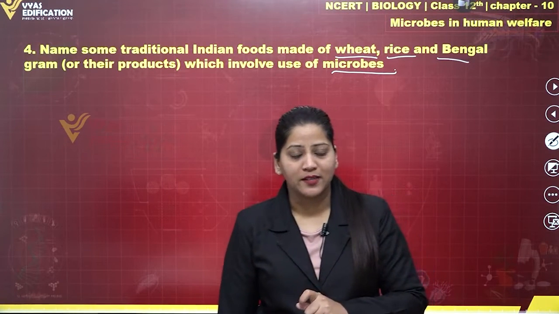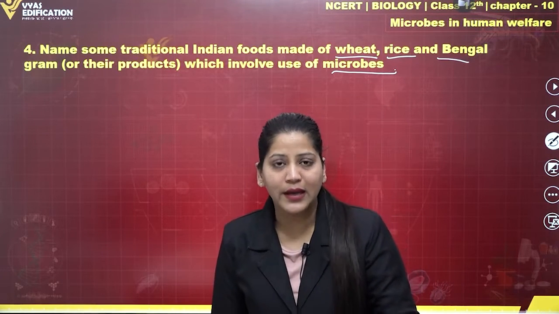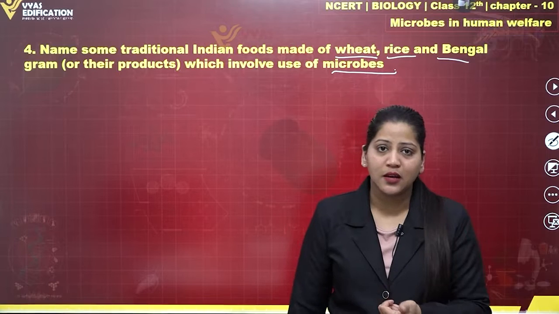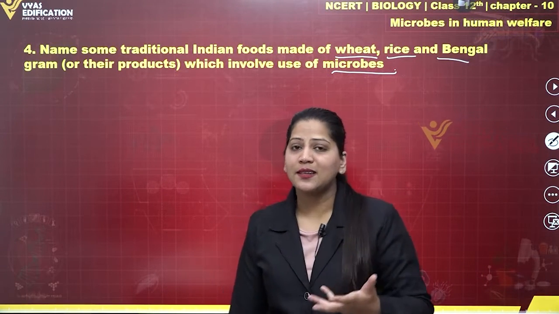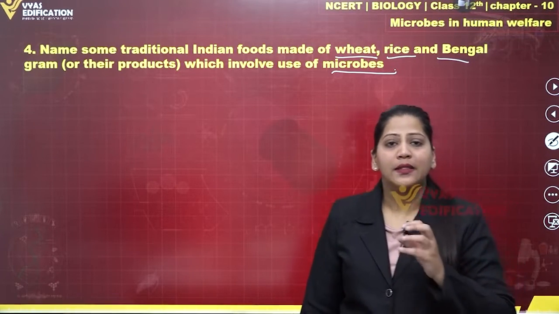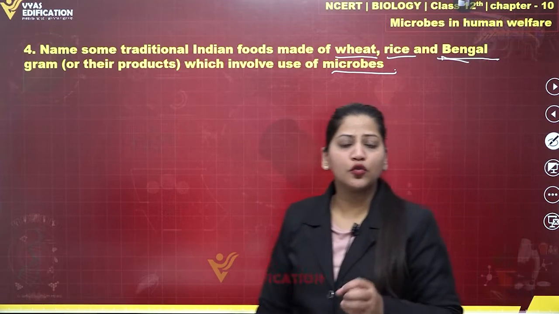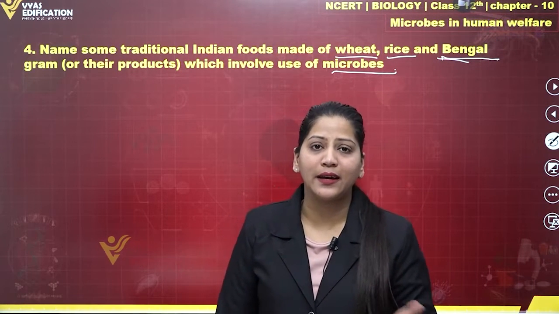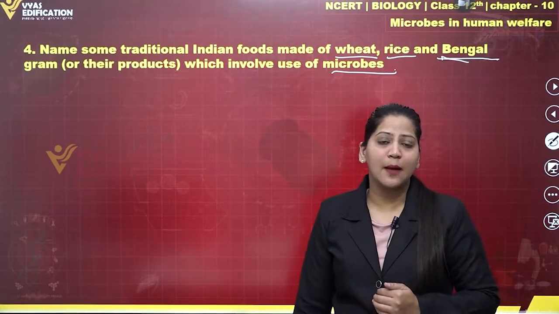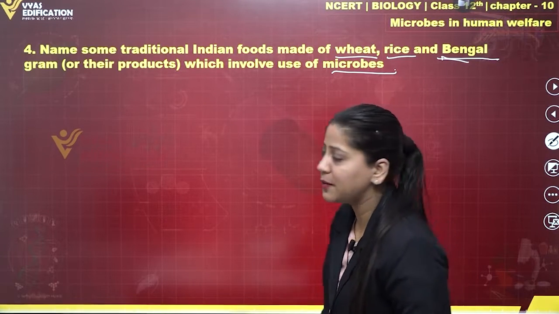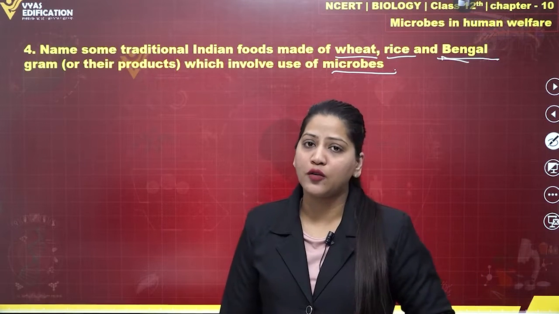And breads, which are made from wheat, are fermented with the help of a particular yeast known as Saccharomyces cerevisiae, and thus breads are made, right? Then if we talk about the next, that is your Bengal gram. So to make gatta, which is made up of black gram, it is also fermented with the help of microbes. So these are some examples of traditional dishes made up of wheat, rice and Bengal gram, in which the microbes are also involved.